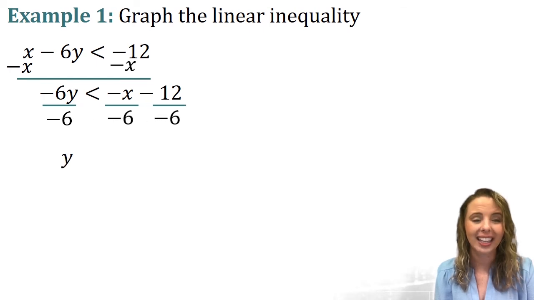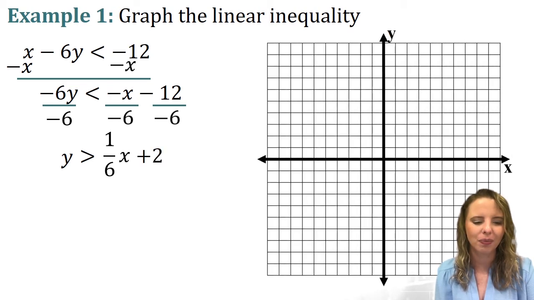So y, but we were dividing by a negative 6, so what must we do to our inequality sign? We must flip it. So now y is greater than 1/6x, and then negative 12 divided by negative 6 is a positive 2. To graph this line, we first must determine our slope and our y-intercept.